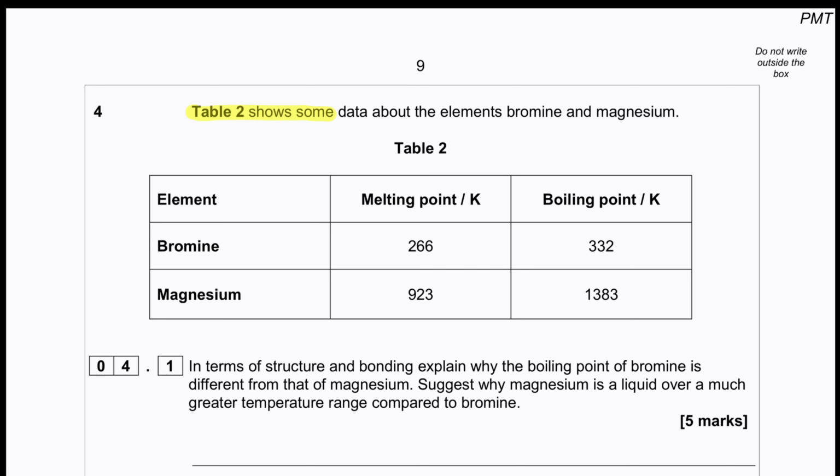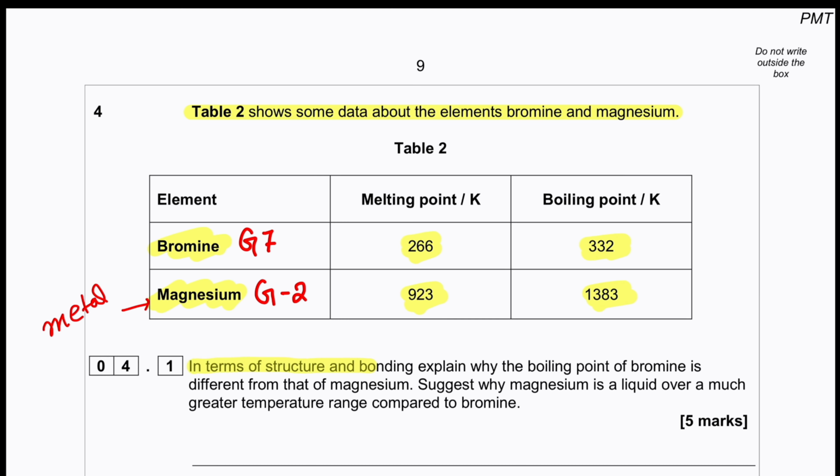Table 2 shows some data about the elements bromine and magnesium. Now, bromine is a non-metal of group 7 and magnesium is a metal of group 2. Bromine has a low melting point and boiling point, whereas magnesium has a high melting point and boiling point, which is obvious because magnesium is a metal.